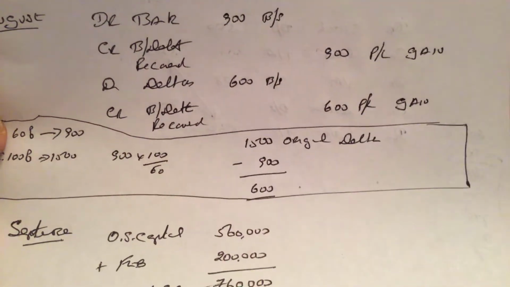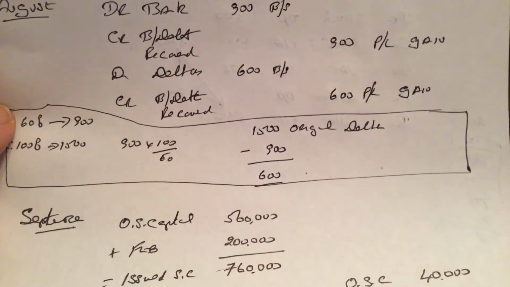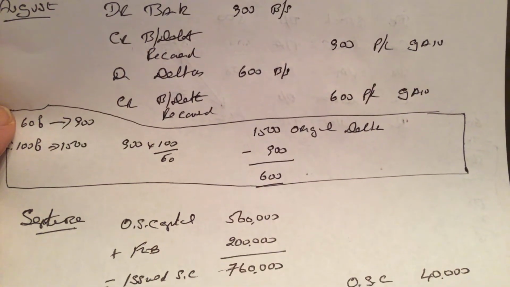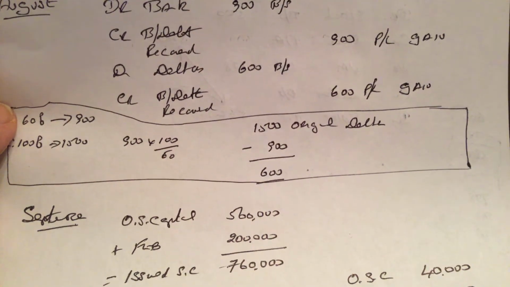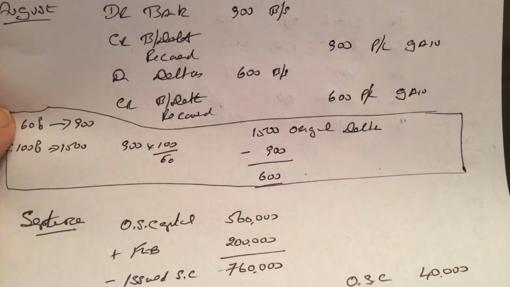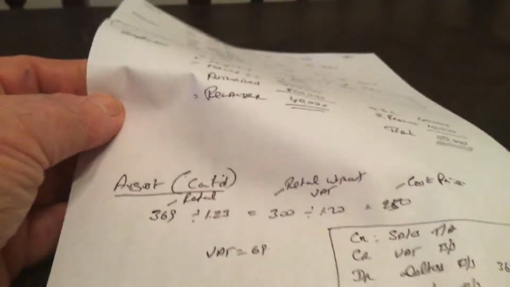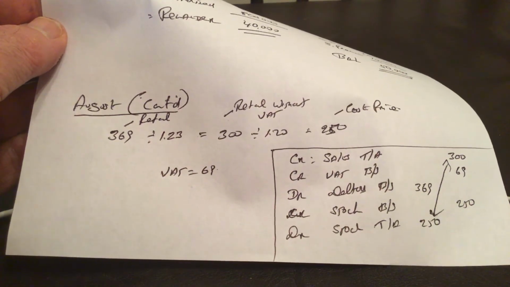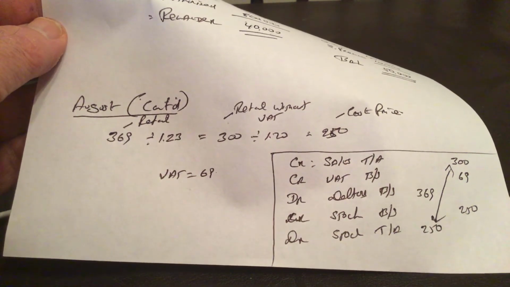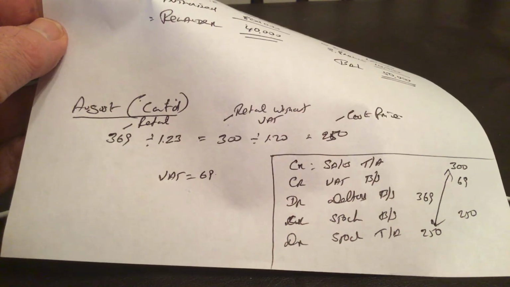On the same adjustment then, on the same day, goods to the value of €369 were sold on credit to Barry. This includes VAT at 23% and a markup on costs of 20%. So we go down and we look at down here, and we see down at the end, there's the 369 divided by 1.23, which gives me 300. So that's the retail price without the VAT.